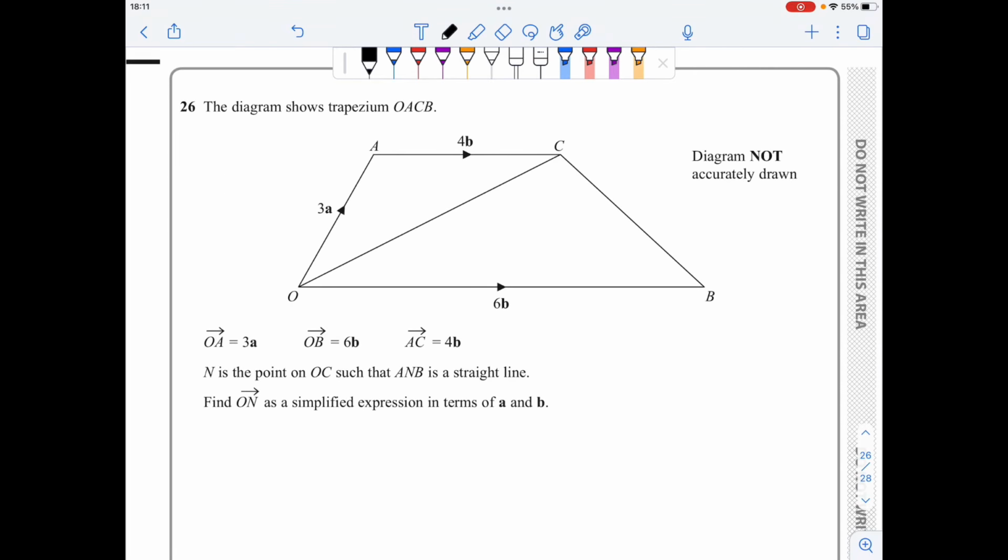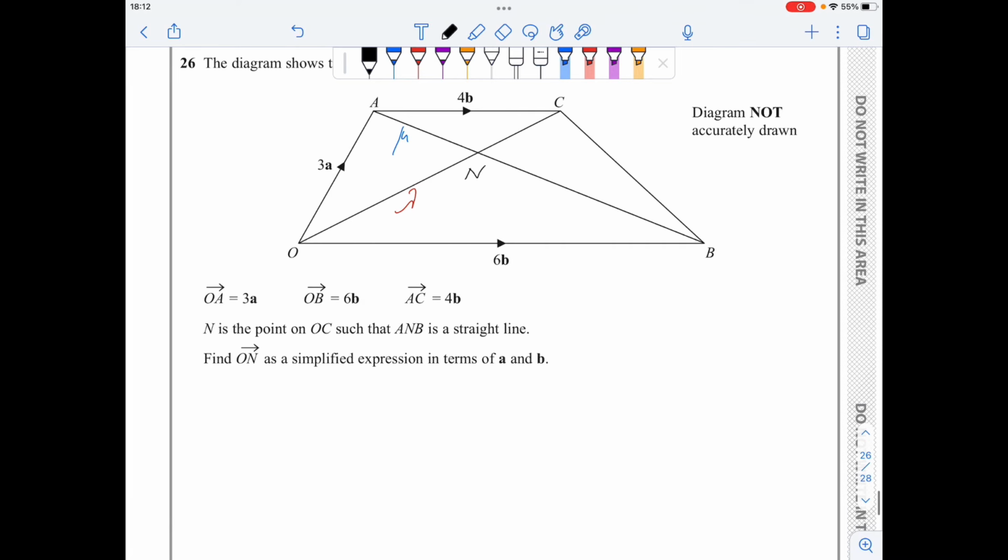For question 26, I'll join A and B. The point of intersection of the two diagonals is N. Now assume that ON is a fraction lambda of the line OC, and the line ON is a fraction mu of the line AB. Now the strategy here is to find ON using two different routes and equate those two routes. So I'll start by finding ON directly from O to N.